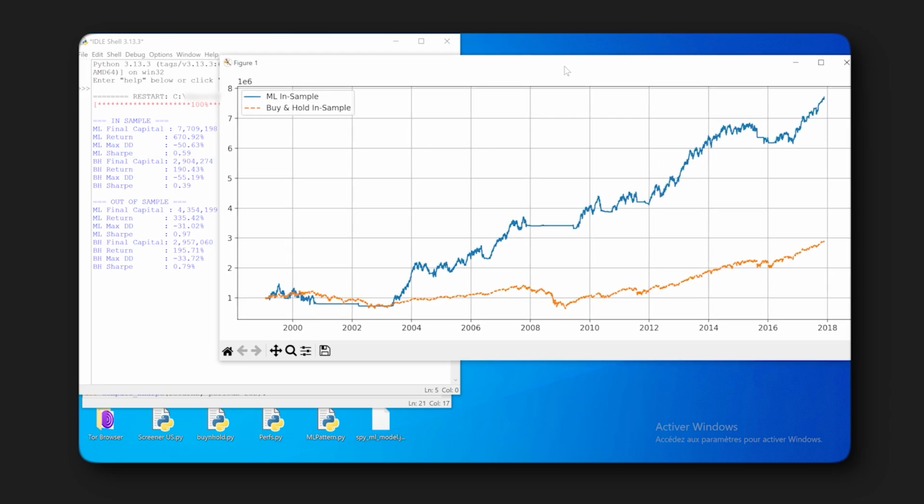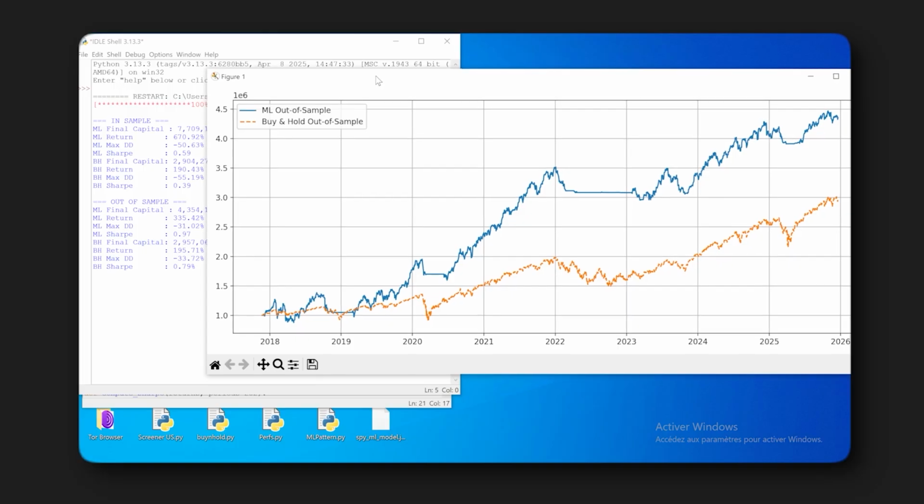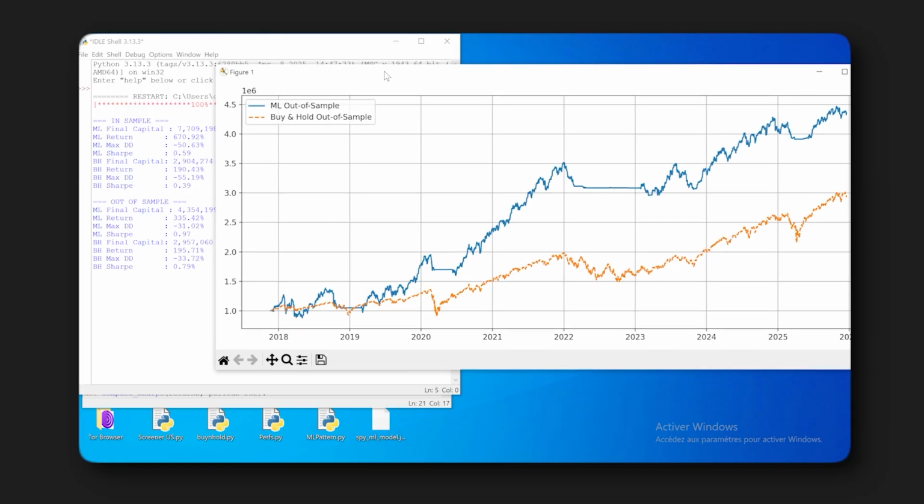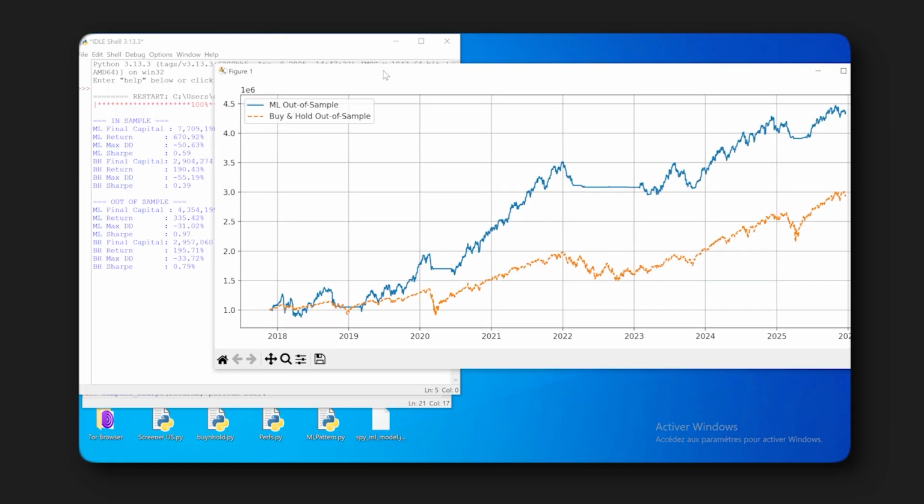Out-of-sample results. Real test. Now comes the most important part. Out-of-sample results. This is data the model has never seen before. Out of sample, the model grows $1 million into about 4.35 million. That's a return of roughly 335% versus 196% for buy and hold. But the real difference is risk. Maximum drawdown drops to around 31%, lower than the market's 34%, and the Sharpe ratio increases to nearly 1.